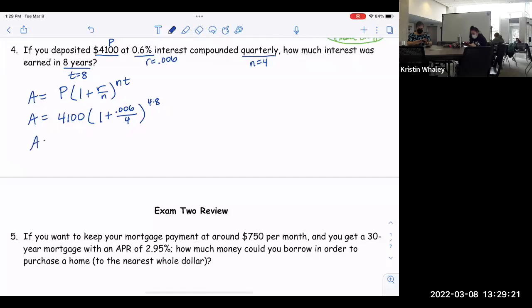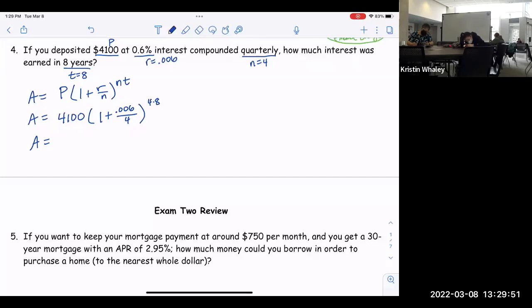And if we think about what answer is reasonable here, we're finding A. A stands for the future value. So that would mean I'm looking for what amount of money I'm going to end up with. If I'm investing 4,100, I should end up with a little bit more than that, right? So if I got an answer of say $500, I could rule that out and say that's not reasonable, right? I should end up with more than that.